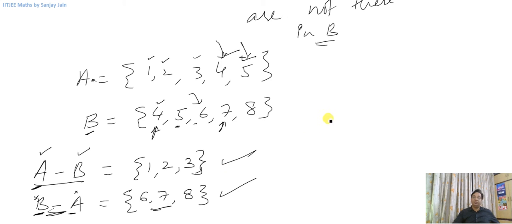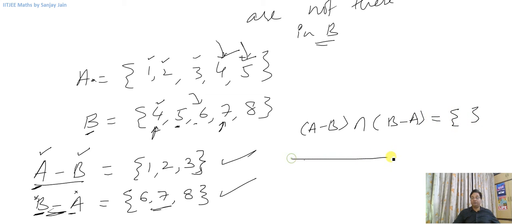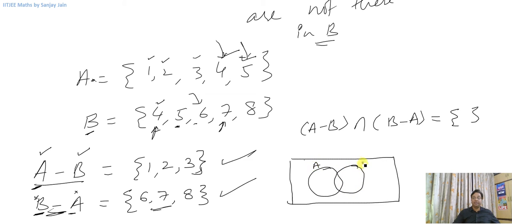between them. So if I ask you, let us say, if I take the intersection of A minus B and B minus A, what will it be? It will be an empty set. And if you want to visualize this from the Venn diagram, let us say this is set A and this is set B.